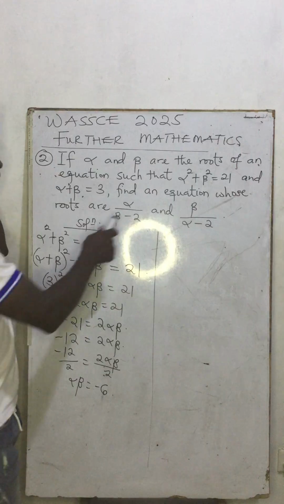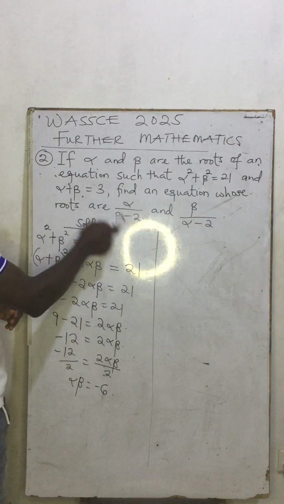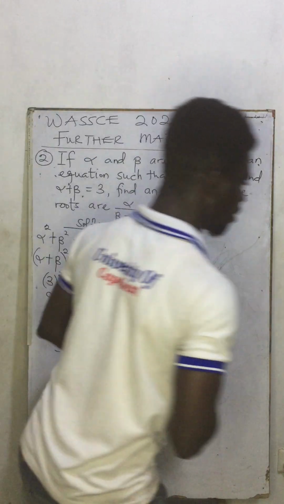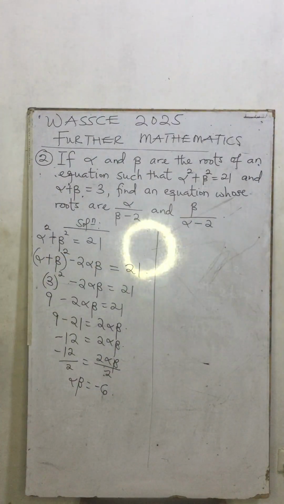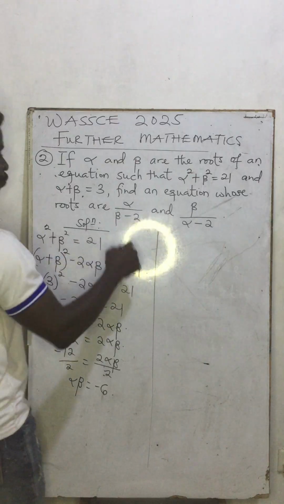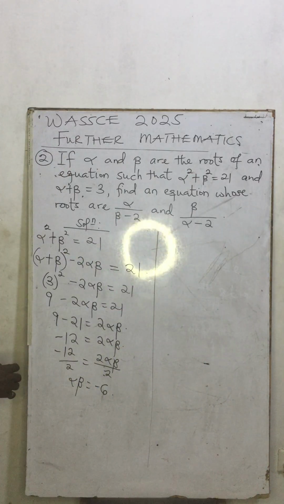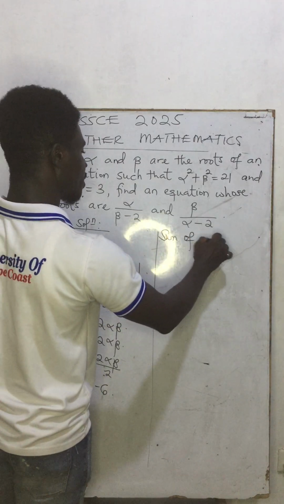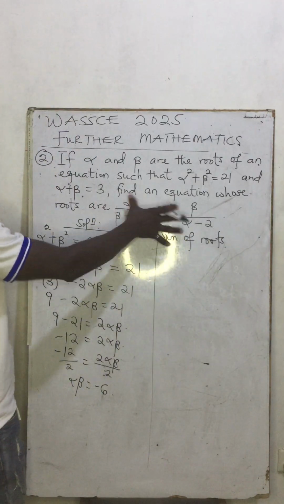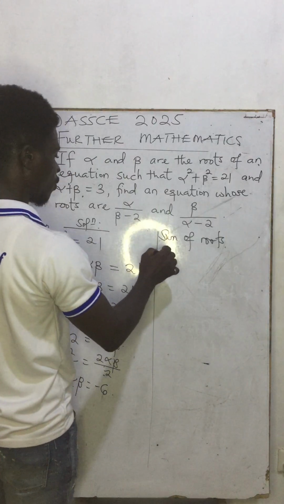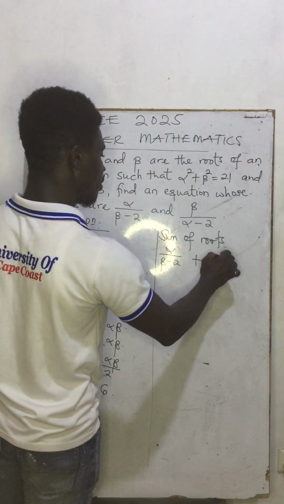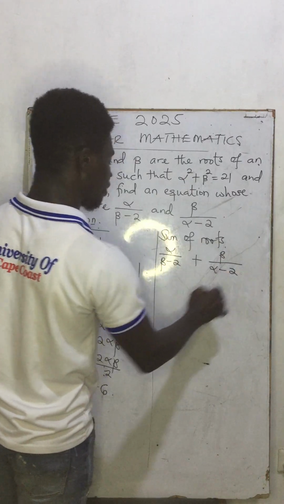Now the question says find an equation whose roots are alpha over beta minus 2 and beta over alpha minus 2. So we need to find the sum of roots for this new set of roots given. So we have alpha over beta minus 2 plus beta all over alpha minus 2.